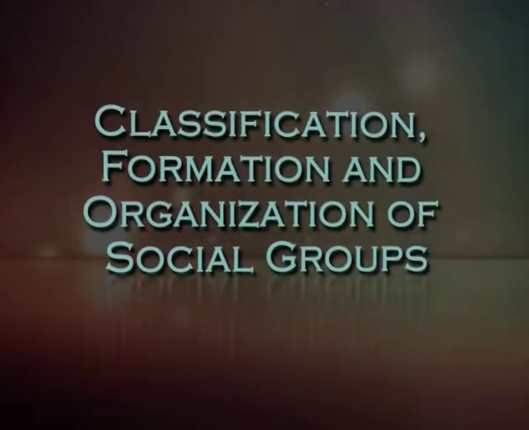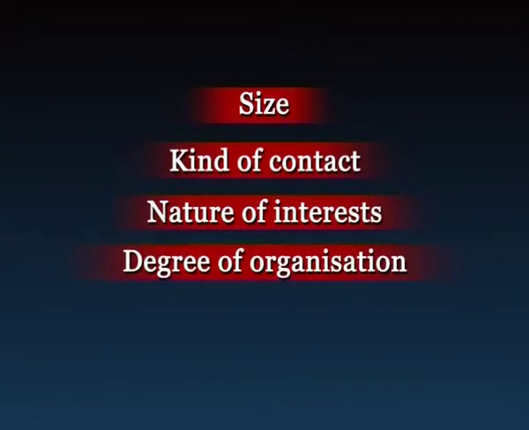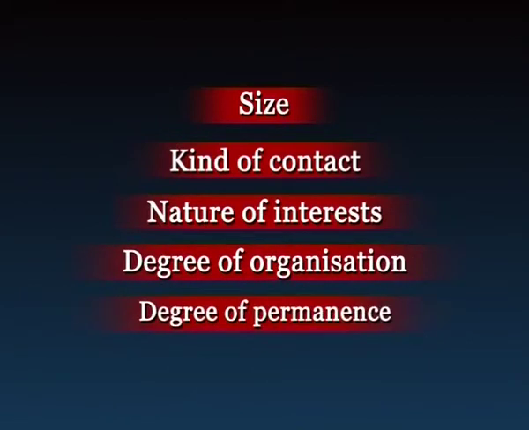Classification, formation and organization of social groups. Different sociologists have classified groups in different ways. Various thinkers have chosen many criteria or bases for the classification of social groups such as size, kind of contact, nature of interest, degree of organization and degree of permanence, etc. Some of these bases have received more attention than others.